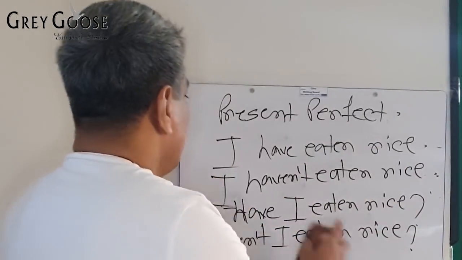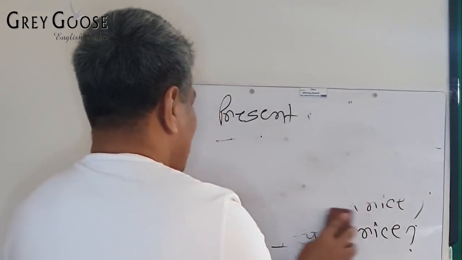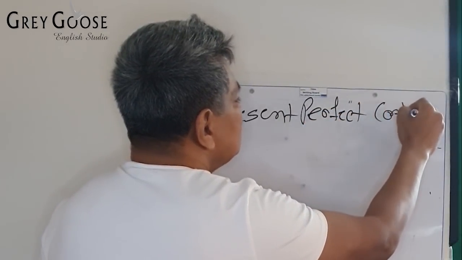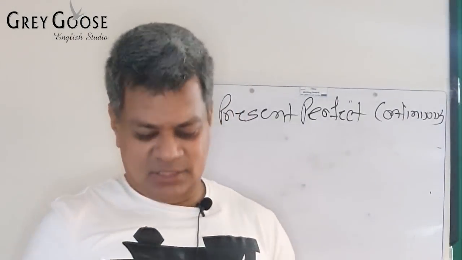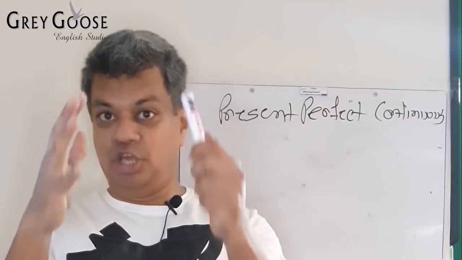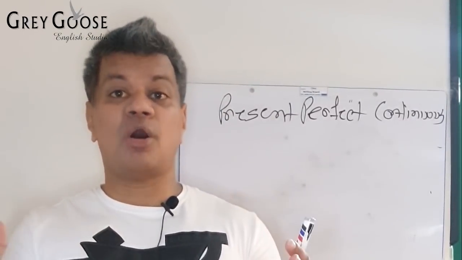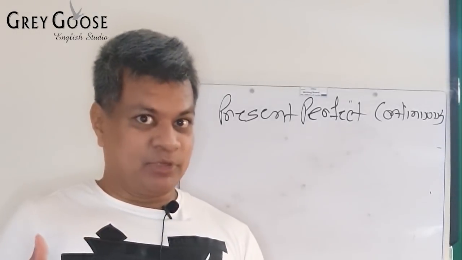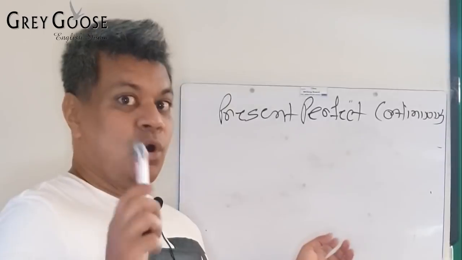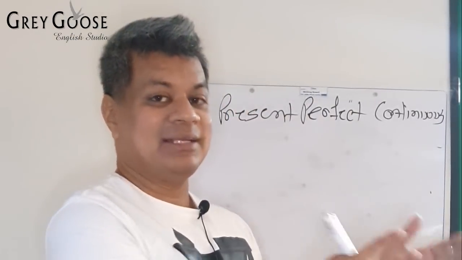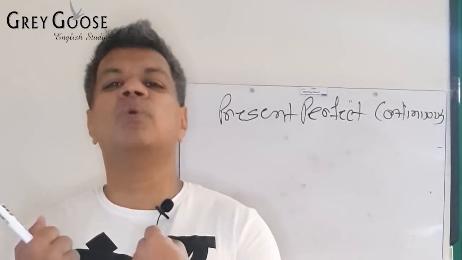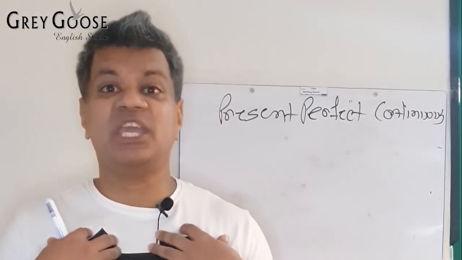Done. Now, I am going to the fourth son of Mr. Present. It would be present perfect continuous. Now, guys, present perfect continuous means, look, I started a job before and still I do continue with that. For example, I started talking to you 10 minutes back and still I am doing it. So that means I started a job before and still I continue with that. So I have been talking to you people for 10 minutes.